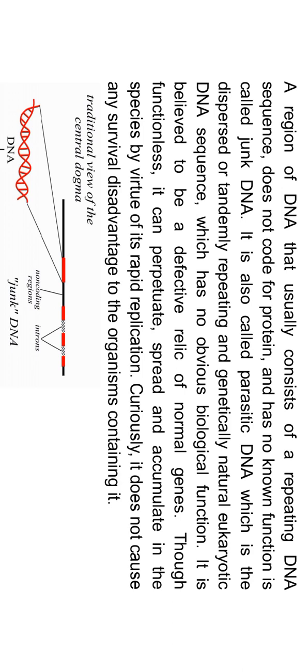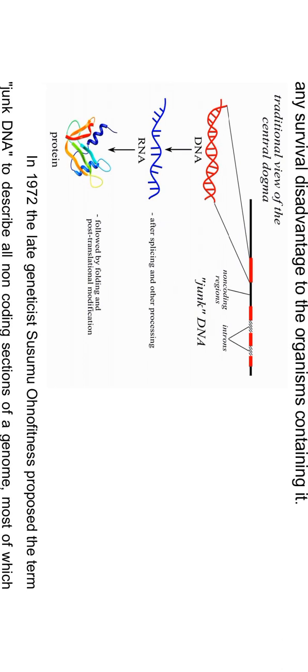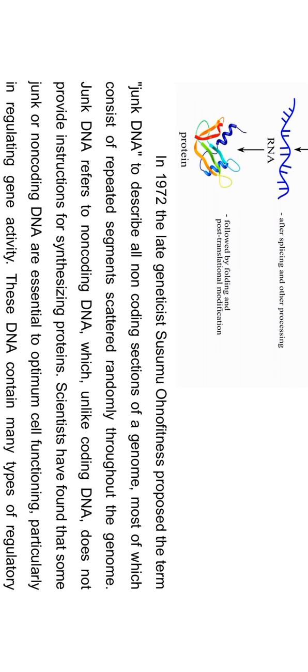Although functionless, it can perpetuate, spread, and accumulate in the species by virtue of its rapid replication. Curiously, it does not cause any survival disadvantage to the organism containing it. Traditional view of the central dogma: DNA, RNA, with non-coding regions in junk DNA also there. After splicing and other processing, it is folded and modified by post-translational modifications.